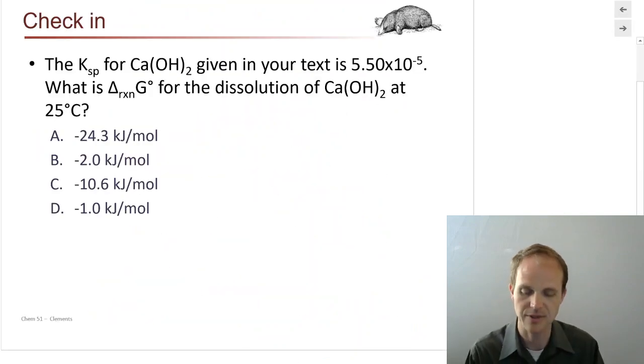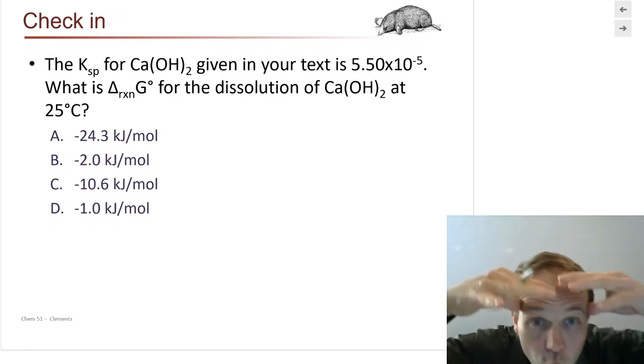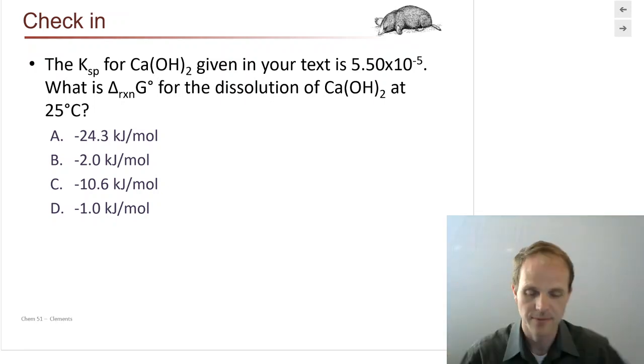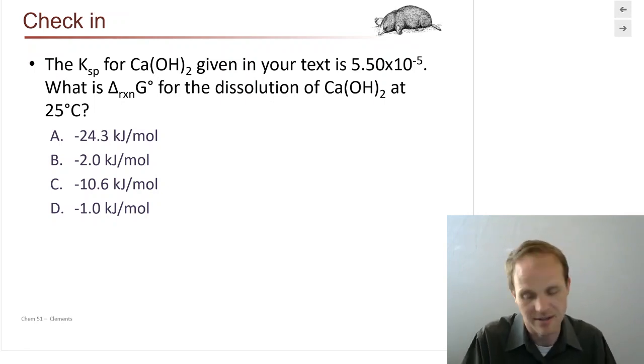So what we're going to do is we're going to say, hey, the KSP for calcium hydroxide given in your textbooks, 5.5 times 10 to the minus 5th. What is delta G naught of reaction for the dissolution of calcium hydroxide at 25 degrees Celsius? So again, relating K to delta G. What'd you get? Better than what'd you come up with. What'd you get?